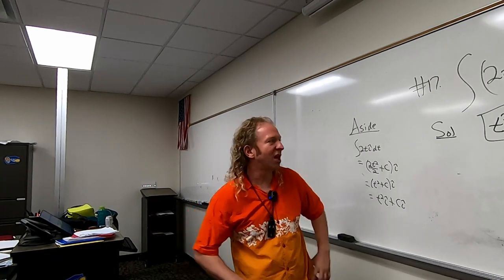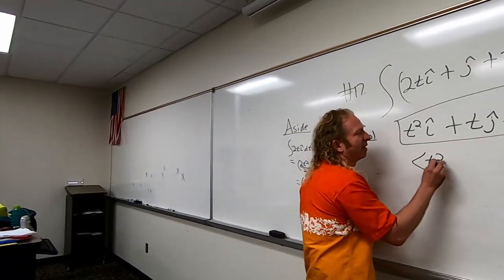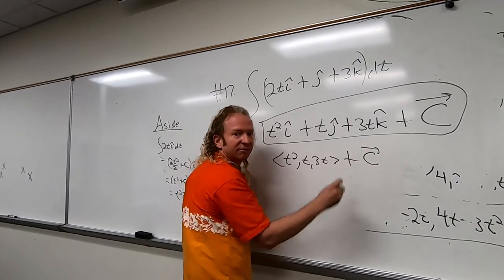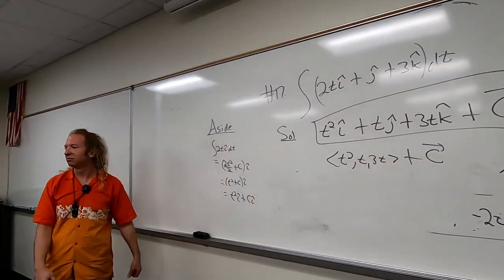Would I write two whole separate vectors? You would do t squared, t, 3t, plus c. Good, Emily. Okay. Solid.